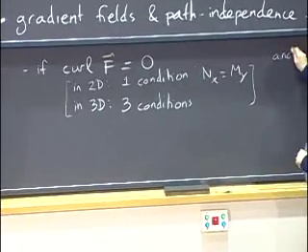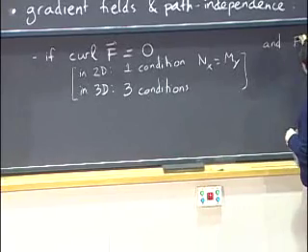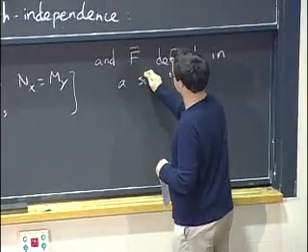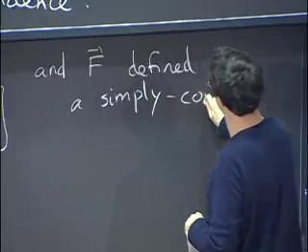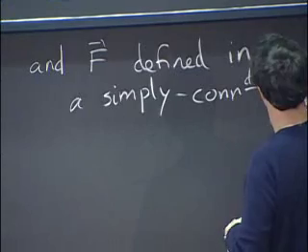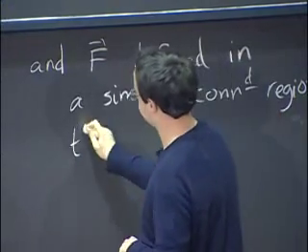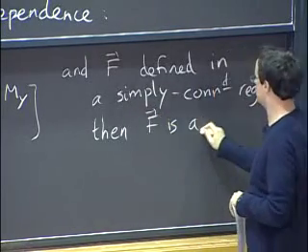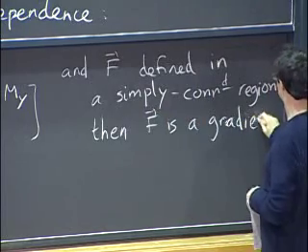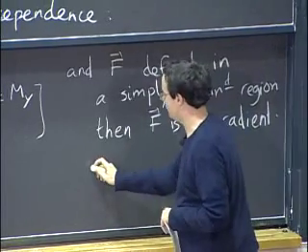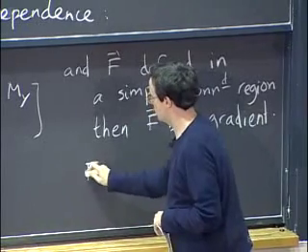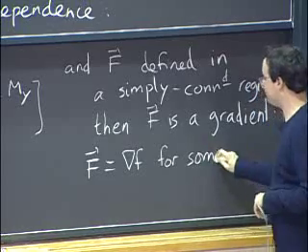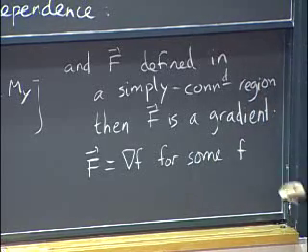Strictly speaking, I should mention, and F is defined in a simply connected region, then F is a gradient field. So that means that we can find a potential function. You can write F as the gradient of little f, for some potential function little f.